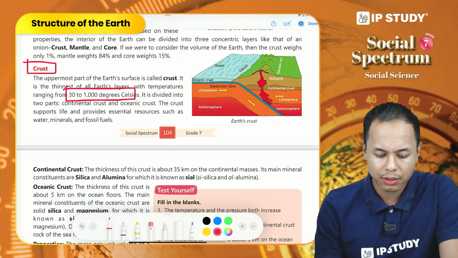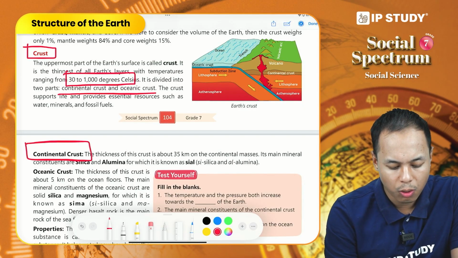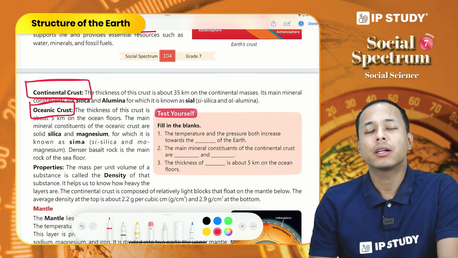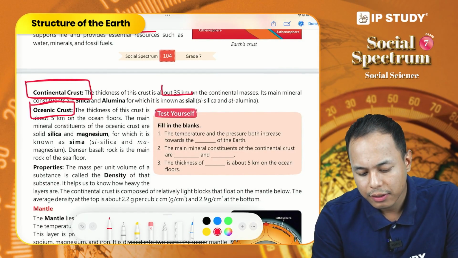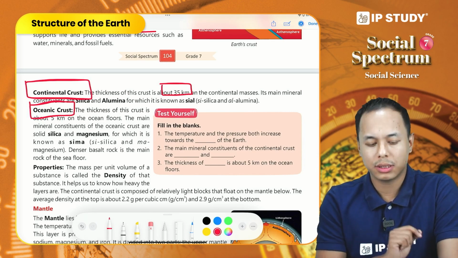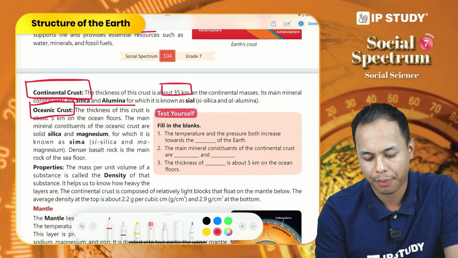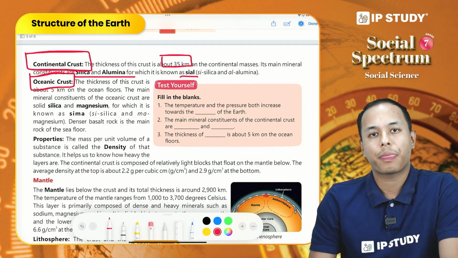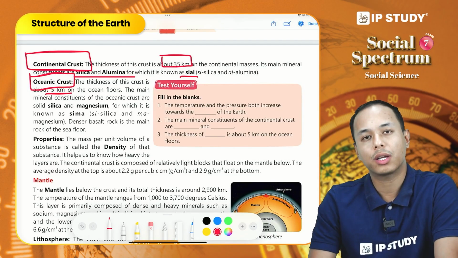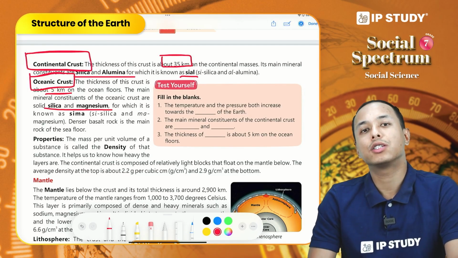And this layer is divided into 2 parts. One is continental crust and the other is oceanic crust. So, continental crust, the thickness of the crust is almost 35 km in the continental masses, and the 2 primary minerals that compose this layer are silica and alumina, and for this it is also called Sial. Now oceanic crust, the thickness of crust in the ocean floor is 5 km. Okay, and the main minerals are silica and magnesium, for which it is also known as Sima.